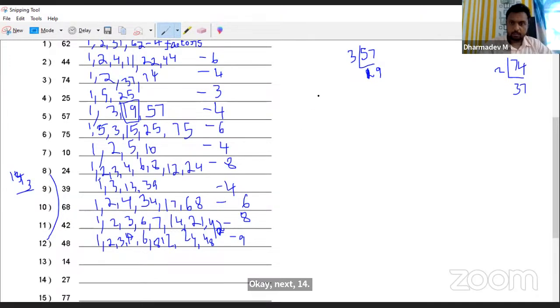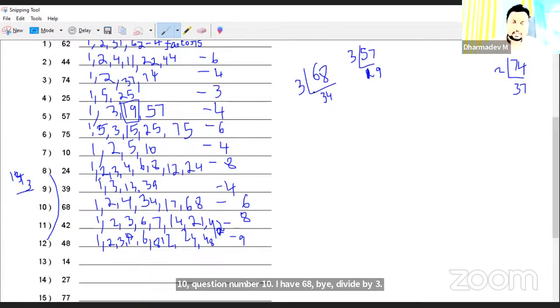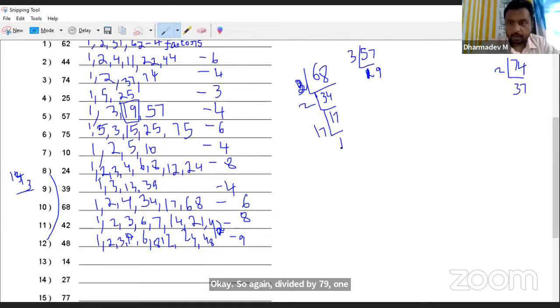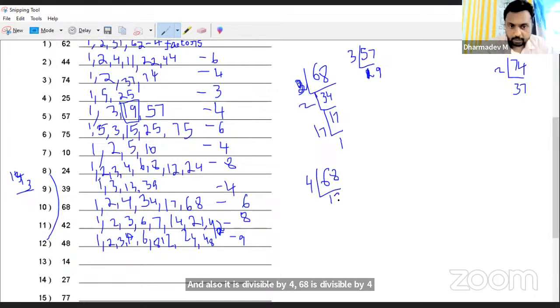Question number 10. I have 68. If I divide by 2, I get 34. That 34, if I divide by 2, I get 17. So again I divide by 17 and 1. And it is also divisible by 4. 68 is divisible by 4, and when I divide it by 4, I get 17.